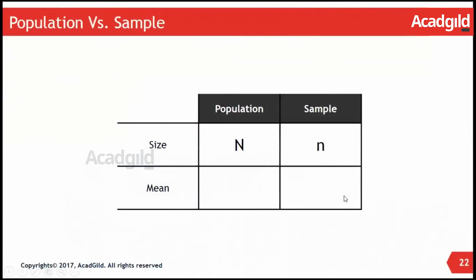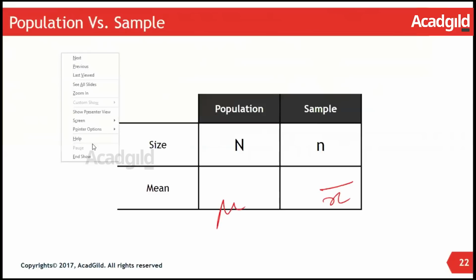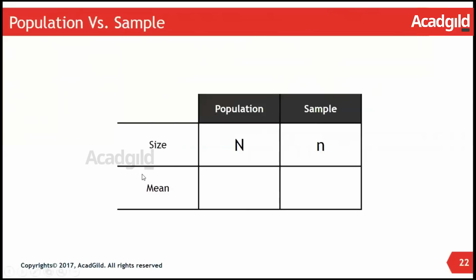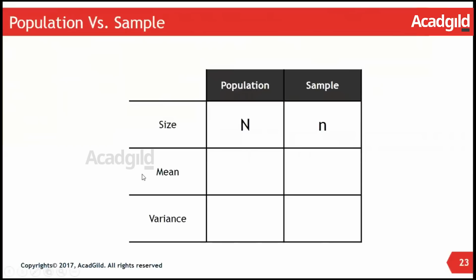So if you have to fill this table, for population, the size is denoted as capital N. For sample, the sample size is denoted as lowercase n. The population mean is denoted as mu and the sample mean is denoted as x bar. Similarly, we have population standard deviation and sample standard deviation or variance. The population variance is denoted as sigma square and the sample variance is denoted as s square.